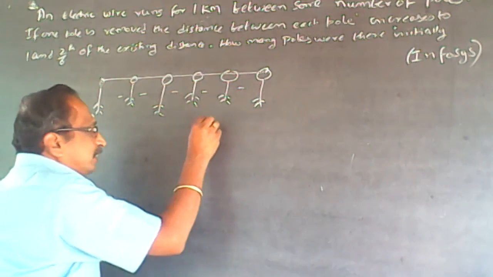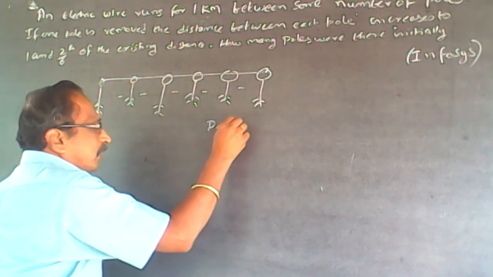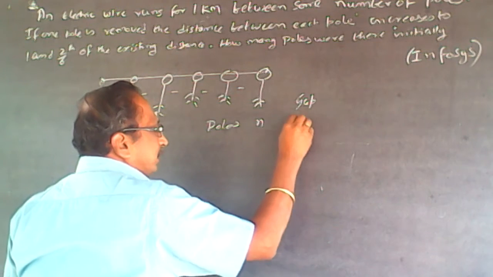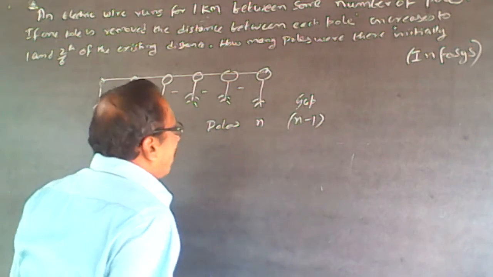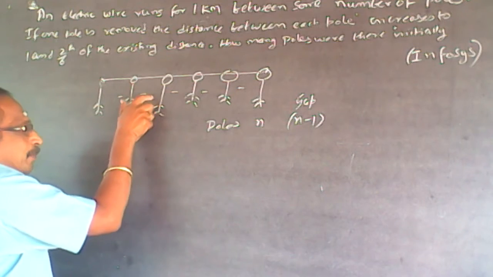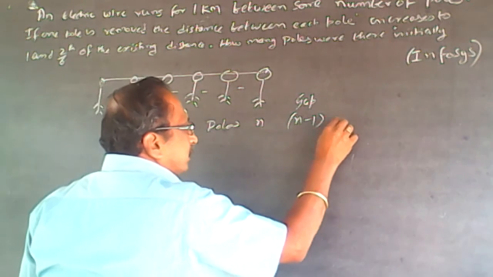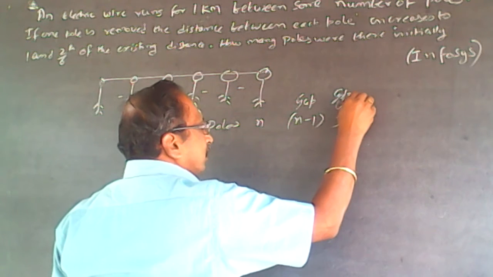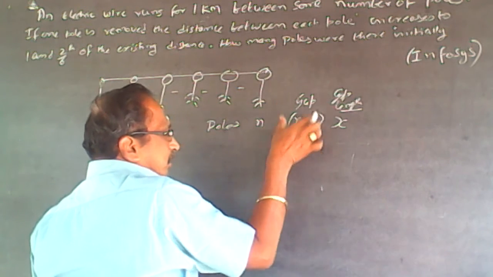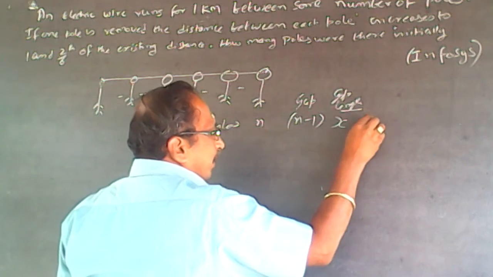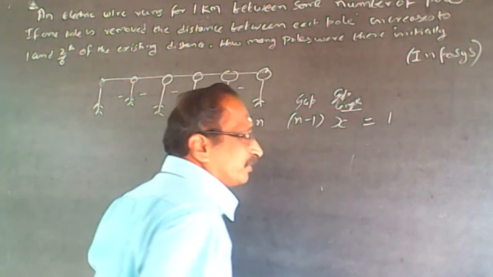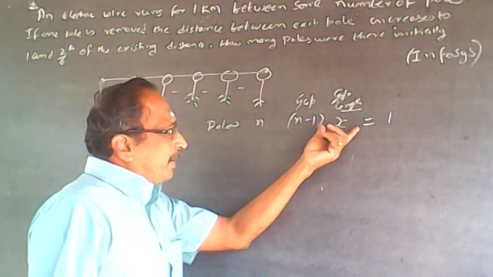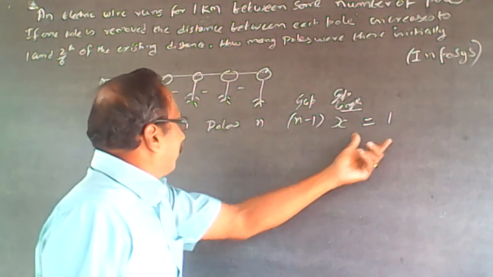Now suppose the number of poles is n. So the number of gaps will be n minus 1. I don't know what this gap length is, it will be equal, so I'll make it x. See, number of gaps into gap length will be equal to the total distance of 1. So n minus 1 into x will be equal to 1.